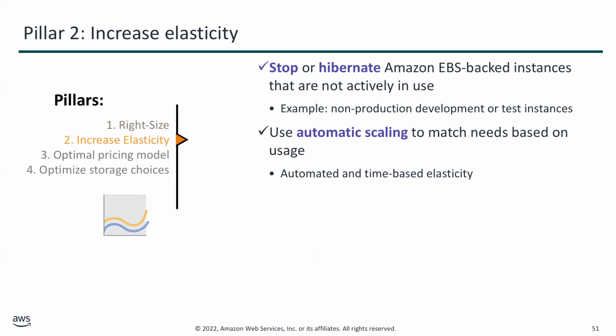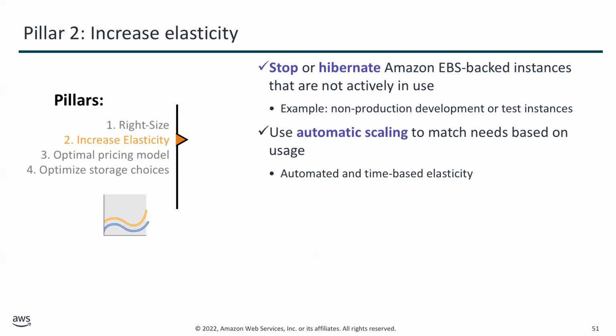Increase elasticity, the second pillar. As I said, we can stop or hibernate Amazon EBS-backed instances that are not actively in use. So if you stop, it won't cost us, right? Example, non-production environment or test instances. When we have non-production environment where we are developing or testing, after the test is over or for a day, for example, we don't want it to be running, isn't it? We can simply stop it and go, right?